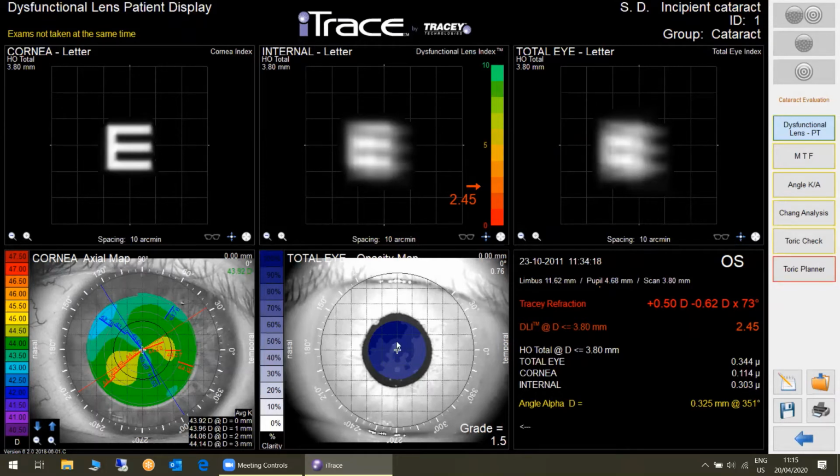Why couldn't they see his cataract? Because there was no opacity. But from 0 to 10 on a dysfunctional lens index, he scores a 2.45. And that's definitely cataract. So, in fact, the iTrace can see a cataract 2 years before you can see it with your slit lamp.